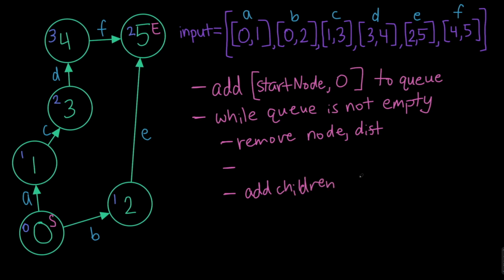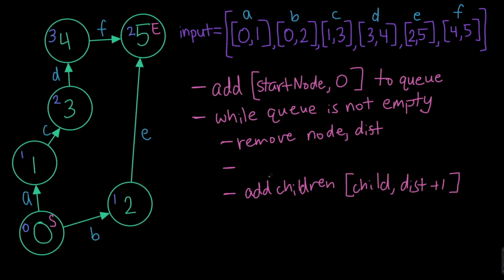And one thing to note is we have to provide the distance for the child. So it'll look something like this. It'll be child and then dist plus 1. I'll explain this in a moment. Okay, I want to come back to this process step.